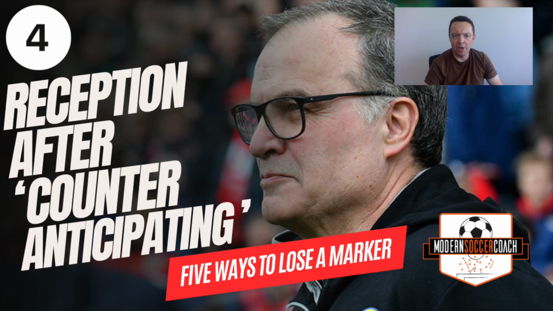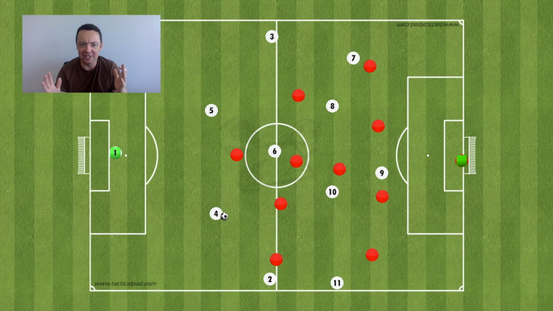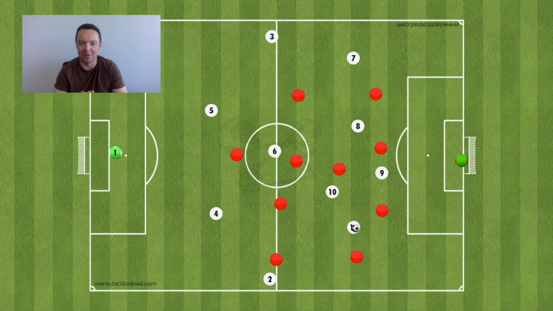The fourth one is reception after counter anticipating. Sounds really, really complicated, and it kind of is. He called this a messy type move where you individually unbalance the defender by moving them and then accelerating in the other direction. Fascinating, fascinating concept.